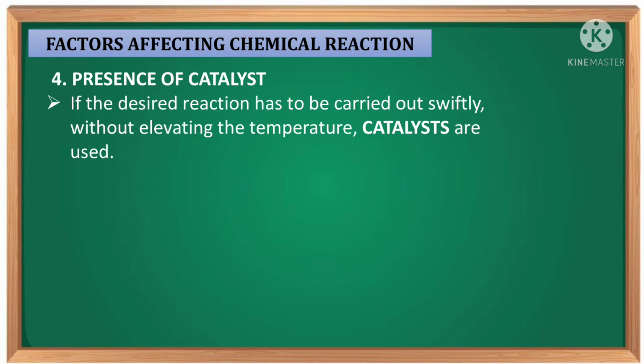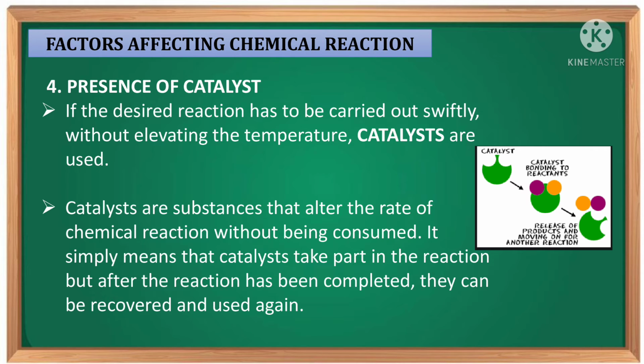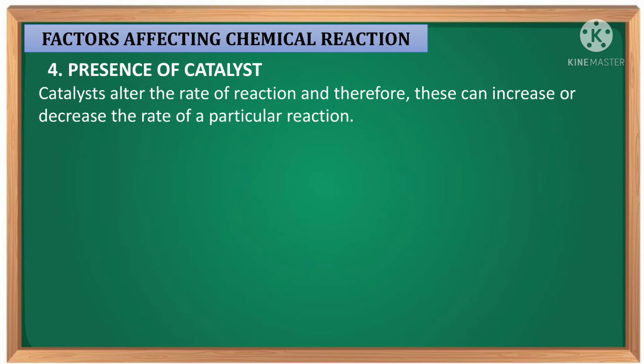The fourth factor is the presence of a catalyst. If the desired reaction has to be carried out swiftly without elevating the temperature, catalysts are used. Catalysts are substances that alter the rate of chemical reaction without being consumed. It simply means that the catalyst takes part in the reaction, but after the reaction has been completed, it can be recovered and used again. Catalysts alter the rate of reaction, and therefore this can increase or decrease the rate of a particular reaction.